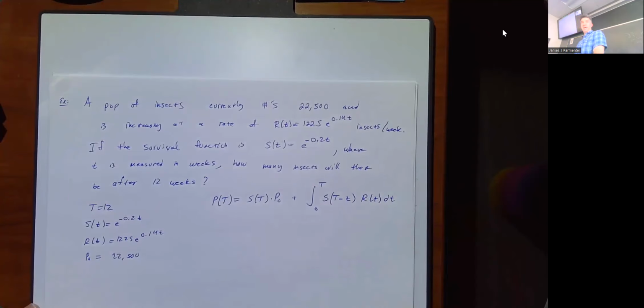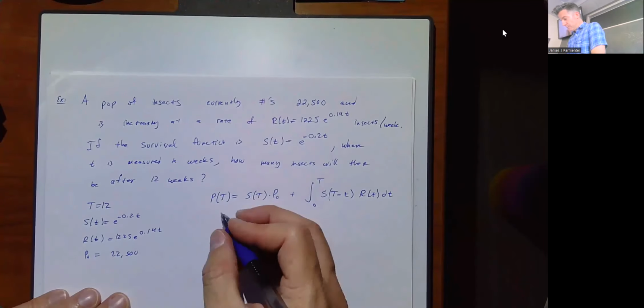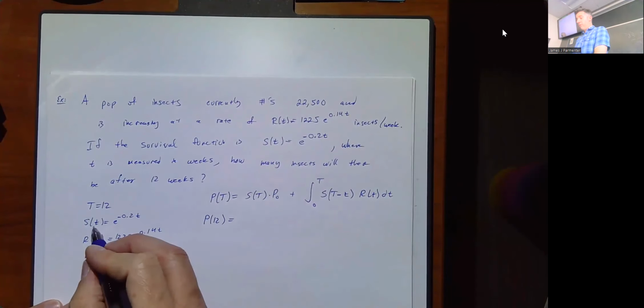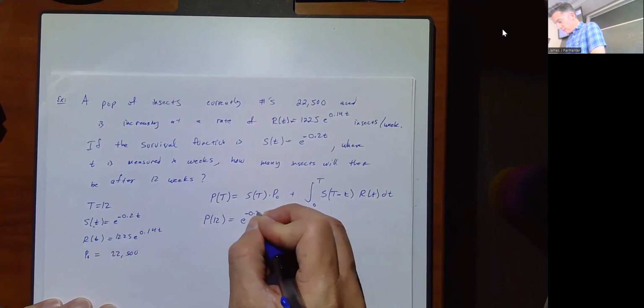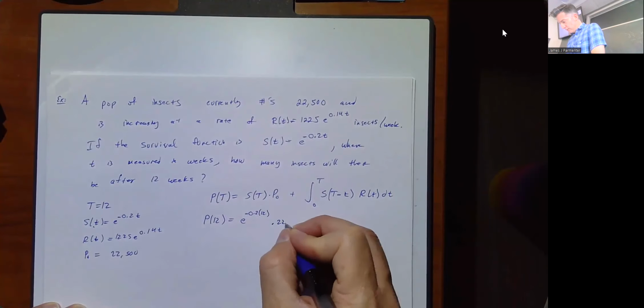And really, I'm just going to take everything and plug it into the things I have. So I'm finding P of 12. That's going to be equal to S of 12, which is e to the negative 0.2 times 12. I know these are not my favorite either. Times P naught, which is 22,500.